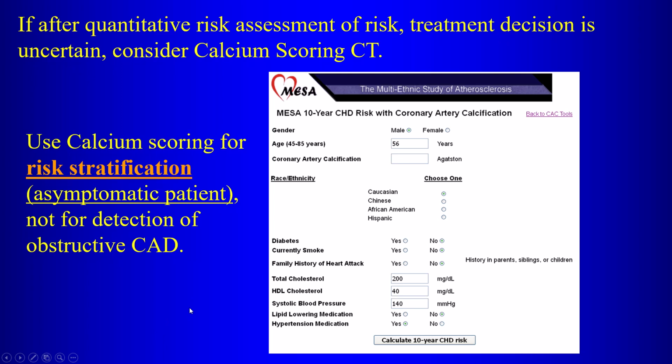So the bottom line is, if after quantitative assessment of risk a treatment decision is uncertain, consider calcium scoring CT. We use calcium scoring for risk stratification in asymptomatic patients, not for detection of obstructive coronary artery disease.